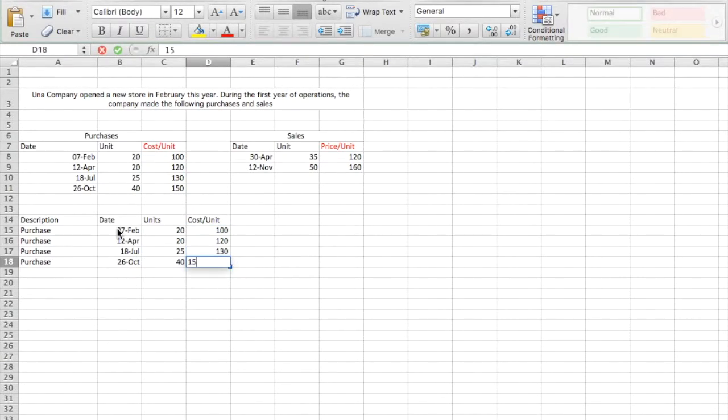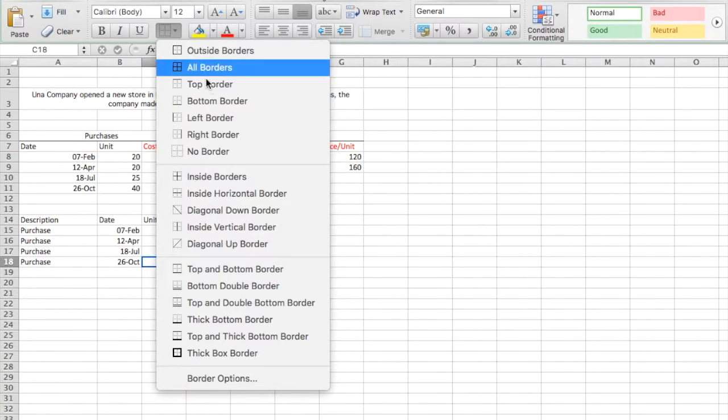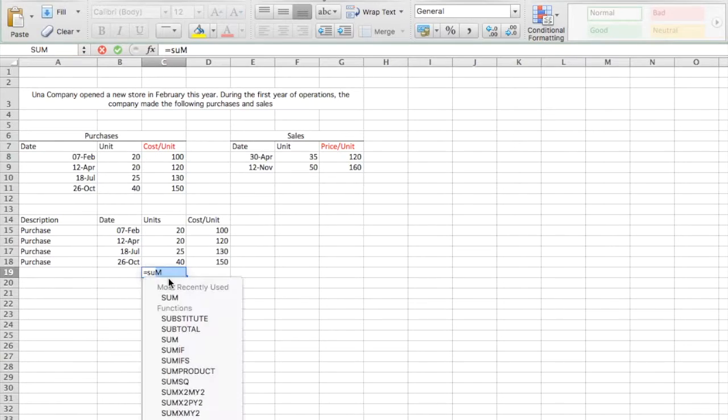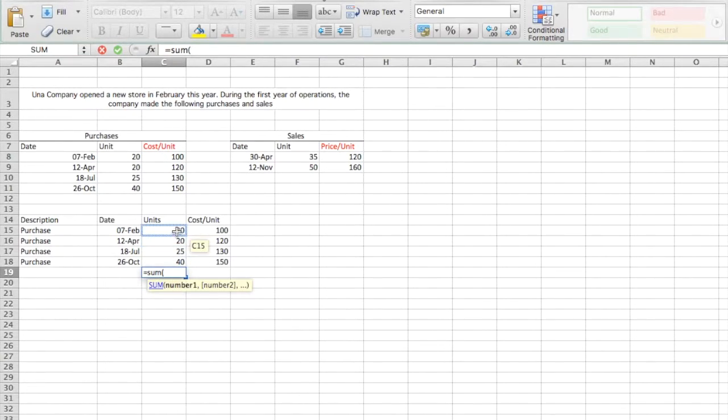The first thing we want to calculate is the total number of inventory units purchased through the fiscal period. So how we're going to do this is we're going to add up everything in the units column that we just made. So we're going to use the formula, the sum equals, and drag our cursor from C15 to C18 and just add them up. So we're going to get 105 units.